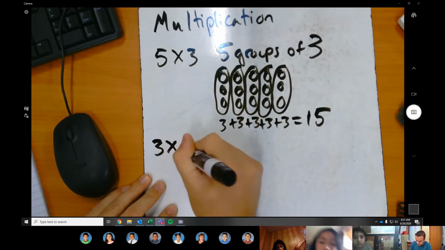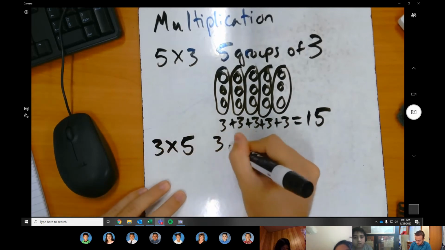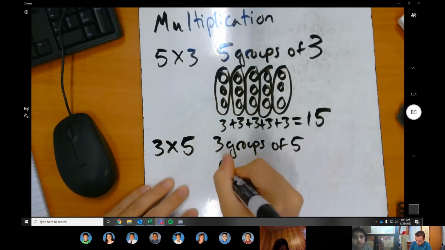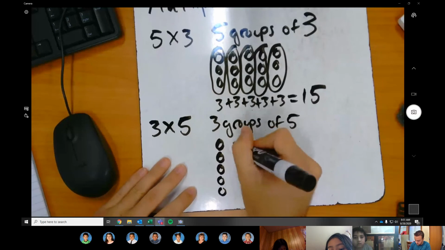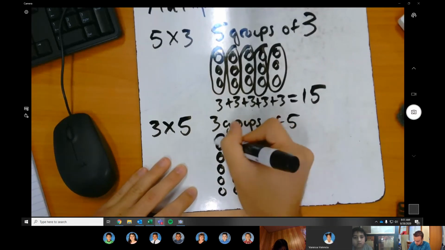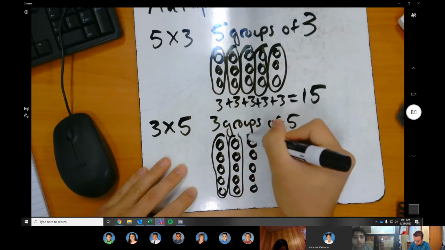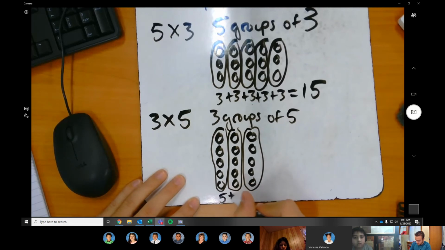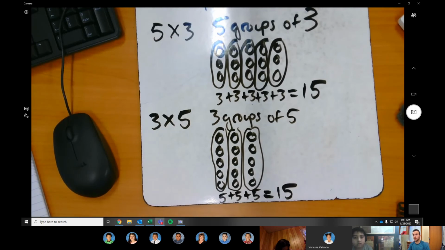So let's go ahead and do that. 3 times 5. So that's 3 groups of 5. So here's 1 5, 2 5, and 3 5s. Okay, so there's 5 here. We're adding 5 more to it, and we're adding 5 more to that, which equals 5, 10, 15. 15 in total. So we got the same answer, no matter which way we put these.